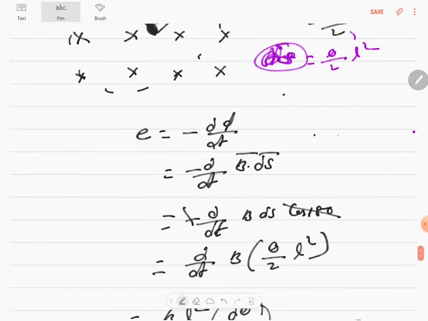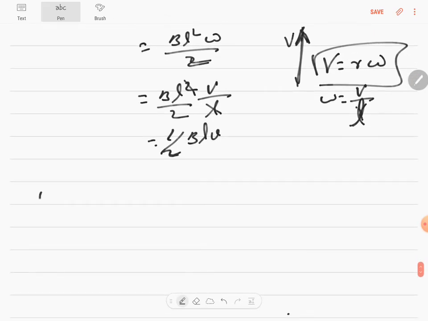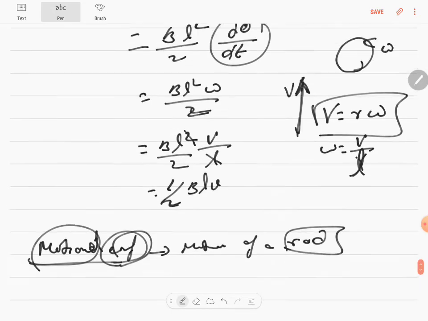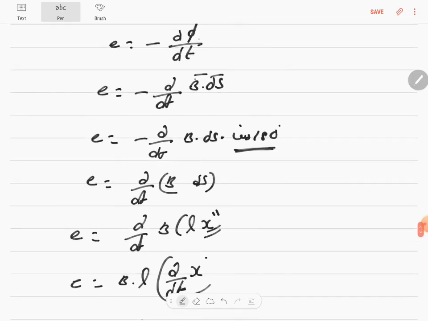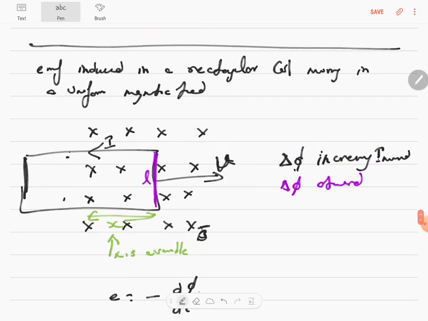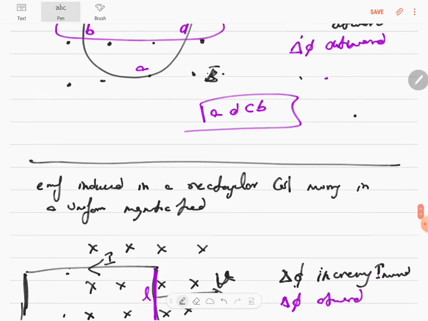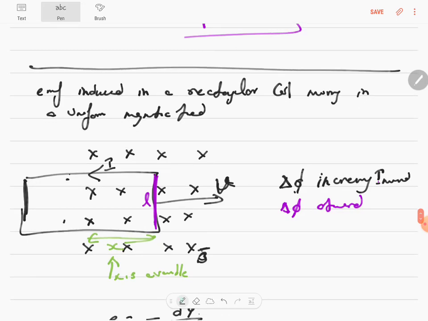Next, they might ask you to write about a motional EMF. Motional EMF, the word itself is clear, is an EMF induced due to the motion of a coil or the motion of a rod. EMF induced due to motion of a rod basically. And for a coil, you can write the same derivation here because the rectangular coil consists of a rod. This is rotation of a rod, it's not motion of a rod. Okay, this is a rotating rod. You can't write this derivation here, but you can write this derivation for a coil because a coil consists of a rod.